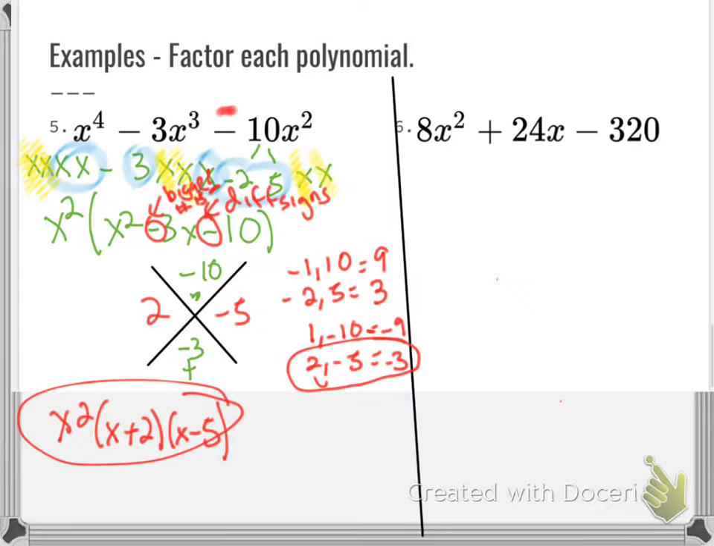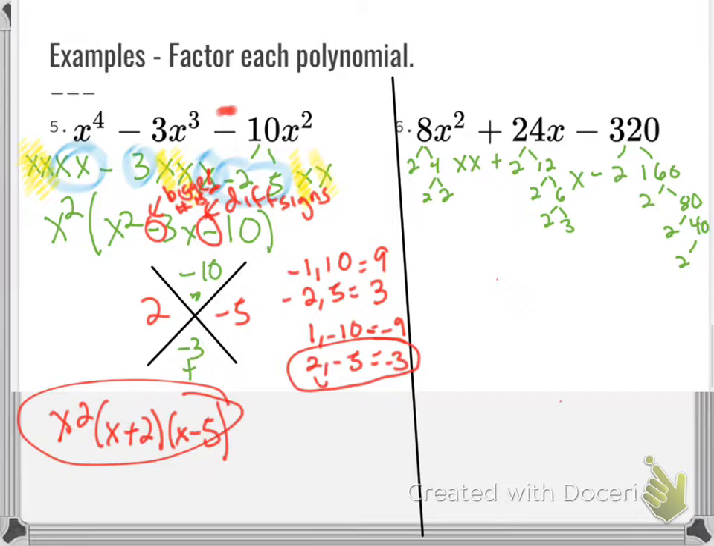We're going to factor these out. We know 8 goes to 2 and 4, 4 goes to 2 and 2. x plus 2, and 12, 2 and 6, 2 and 3. x. Okay, and then 320. Whew, let's try this one. So minus 2 and 160, 2 and 80, 2 and 40, 2 and 20, 2 and 10. I'm running out of space. 2 and 5. Okay, so let's see what we have in common.